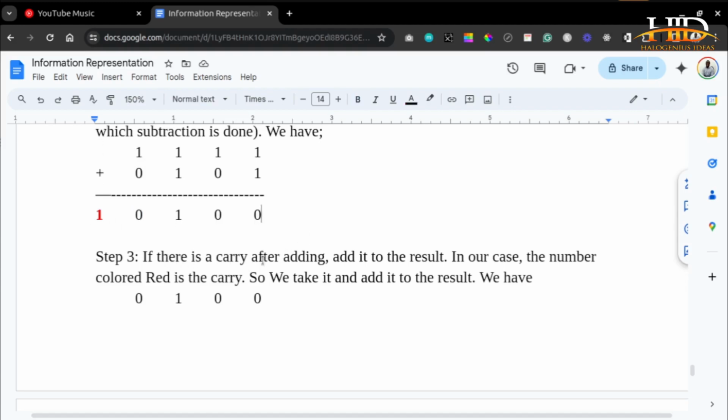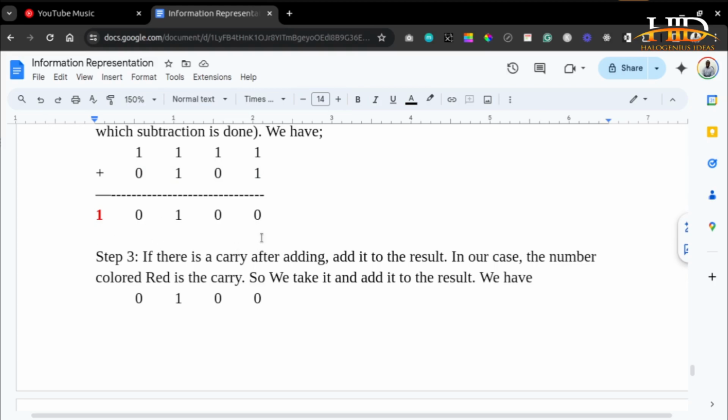Now, if there is a carry after adding, add it to the result. This is the carry over here. This is 4 digits, and this is another 4 digits. So basically, this is the carry. So just bring the carry down to this place.